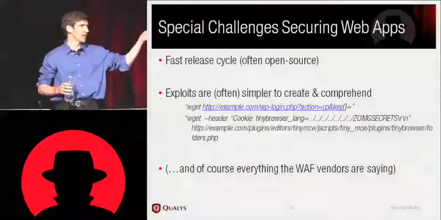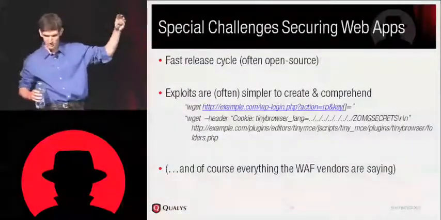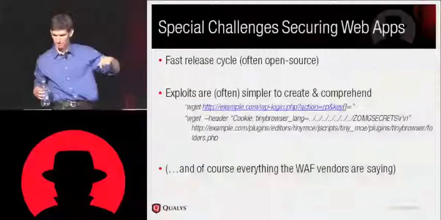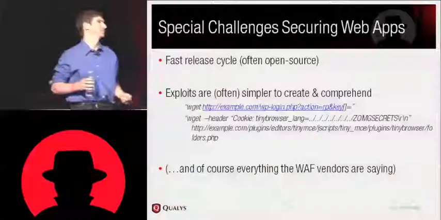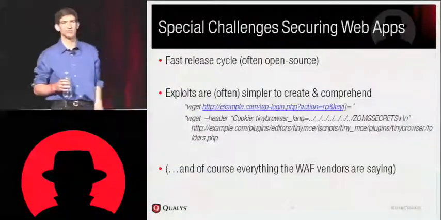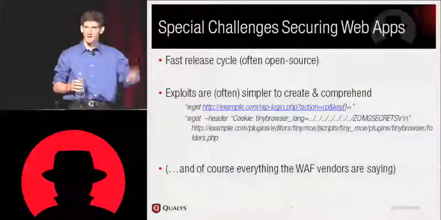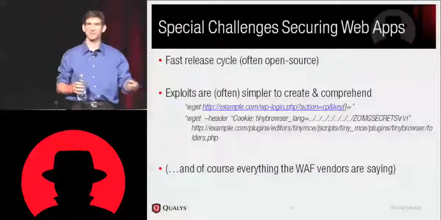Here's 2 examples of actual complete working exploits. These are known published ones, a WordPress admin password reset and a Joomla, I think it's a file disclosure, and executable via or exploitable via wget. You don't need IDA Pro, you don't need any of these deeper tools that take a little bit more domain knowledge to understand these exploits.